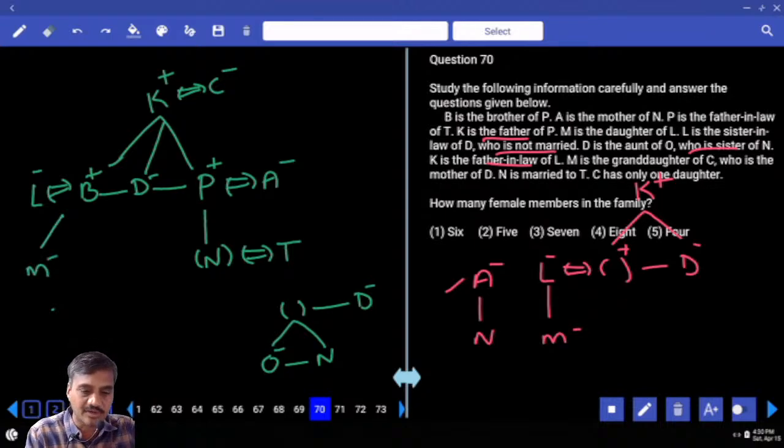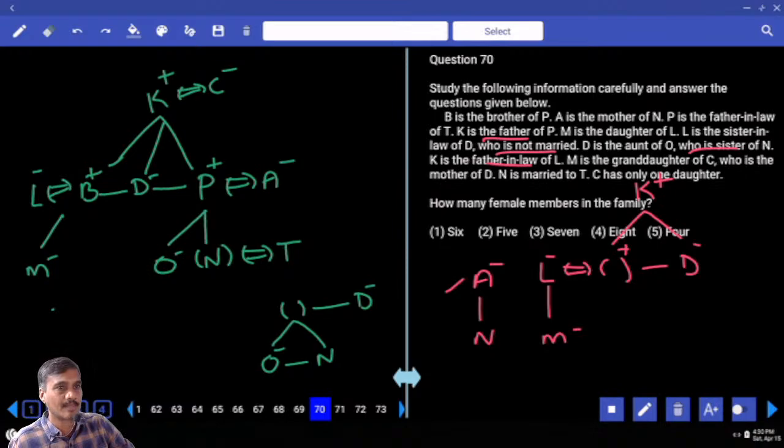And next one, N and O are siblings to each other. And O is what? O is a female. Let me repeat the information. Now check out the information here.